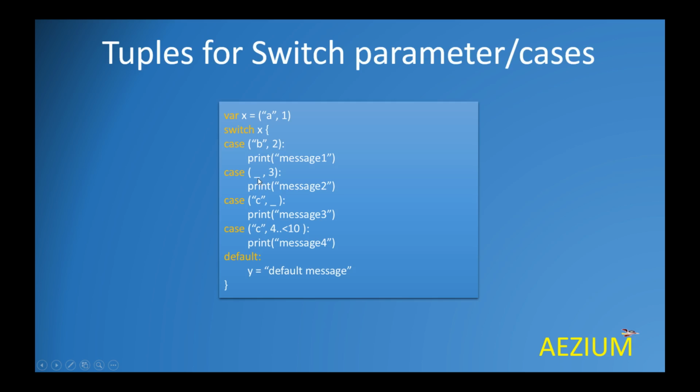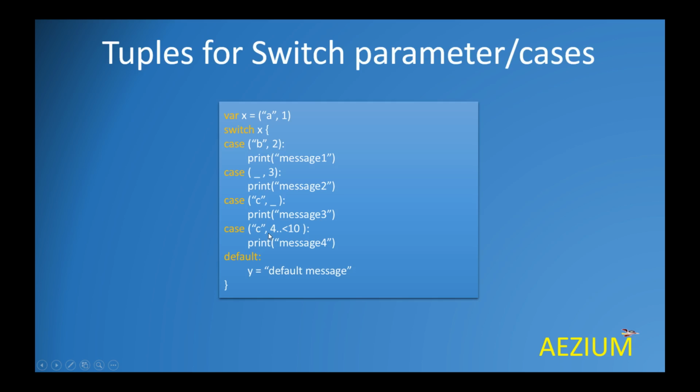The second case says that we don't care what the first element of x is, but as long as the second element is equal to 3, this is the code that we run. In the third case, we don't care about the second element of x. So we are saying that as long as the first element of x is character C, we run this line of code.